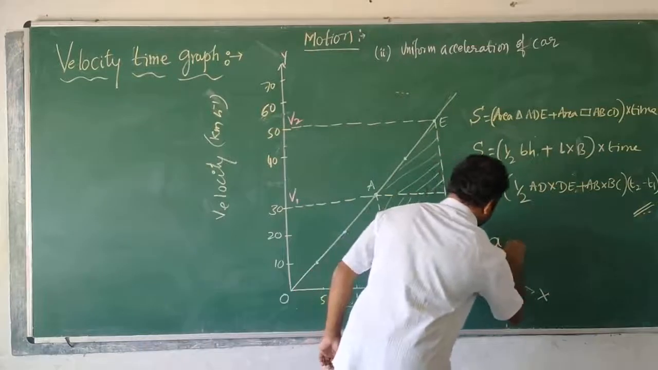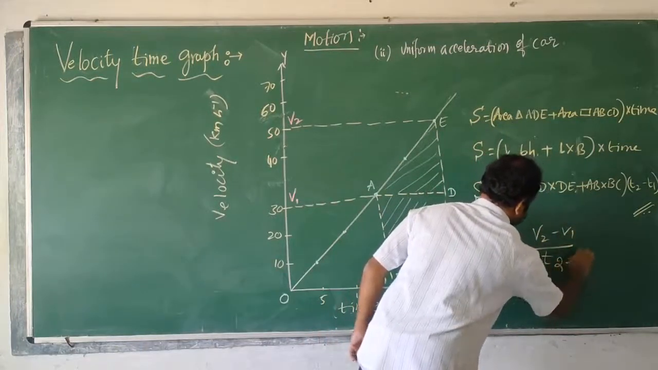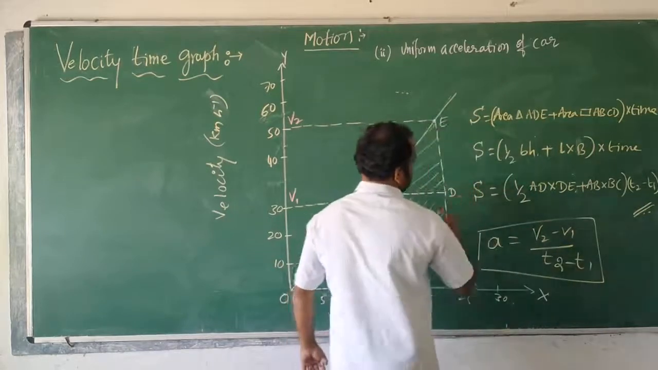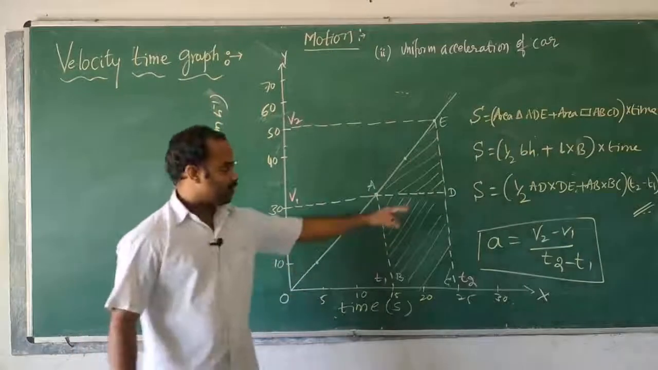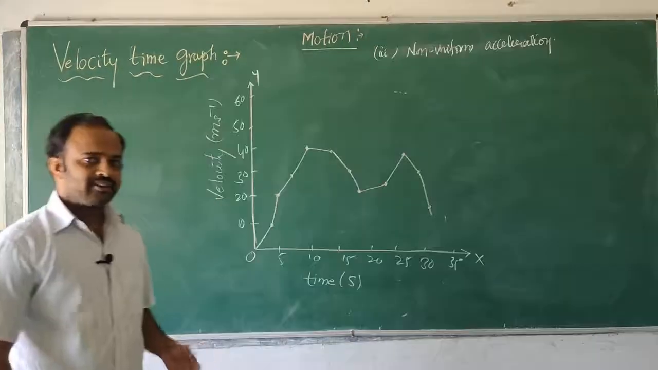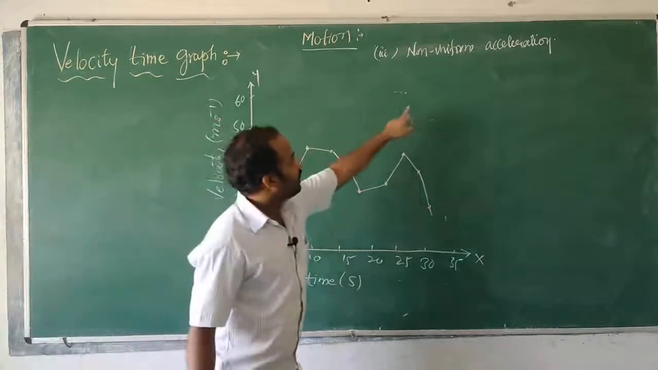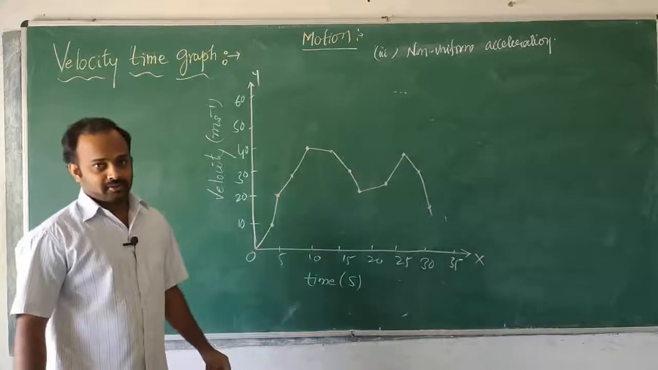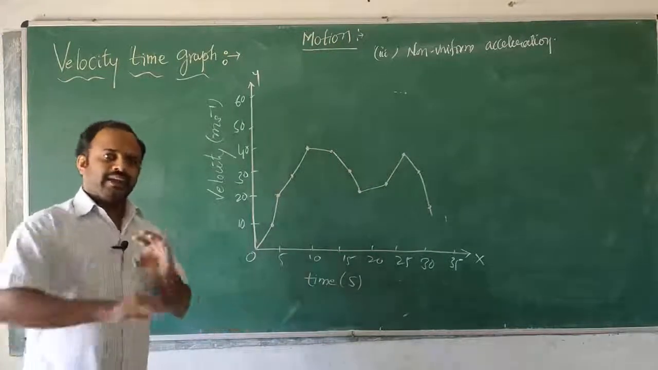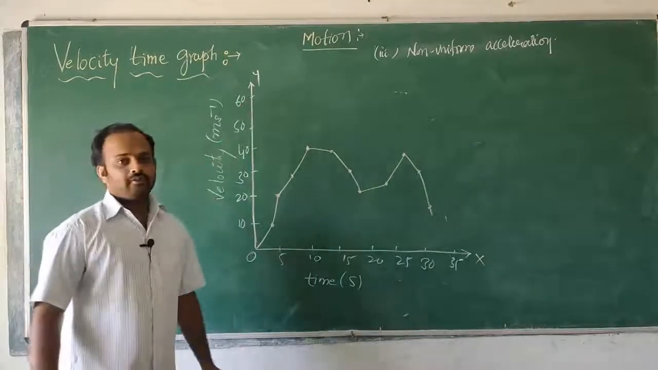Similarly, we can also find acceleration, that is v2 minus v1 divided by t2 minus t1. From these two equations, we can find the distance traveled by the object and acceleration of the object. Similarly, the next concept in velocity time graph is non-uniform acceleration. Non-uniform acceleration means acceleration is not constant, acceleration goes on varying. That is called non-uniform acceleration.